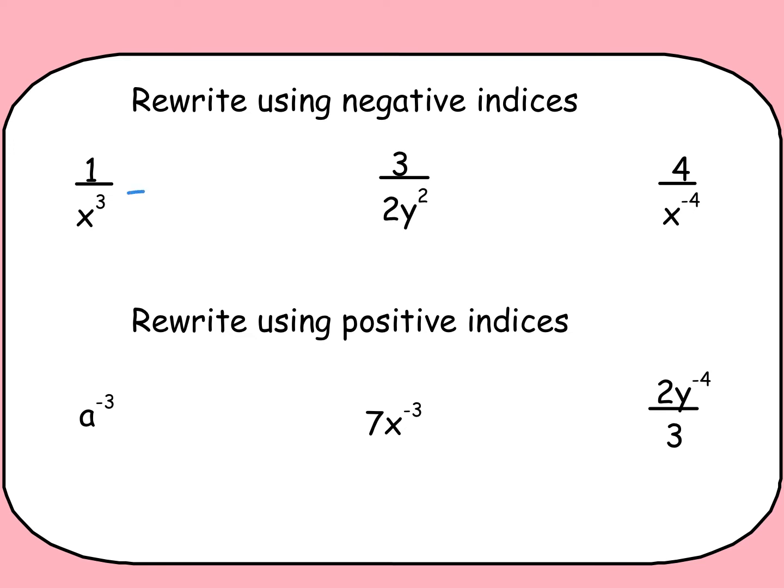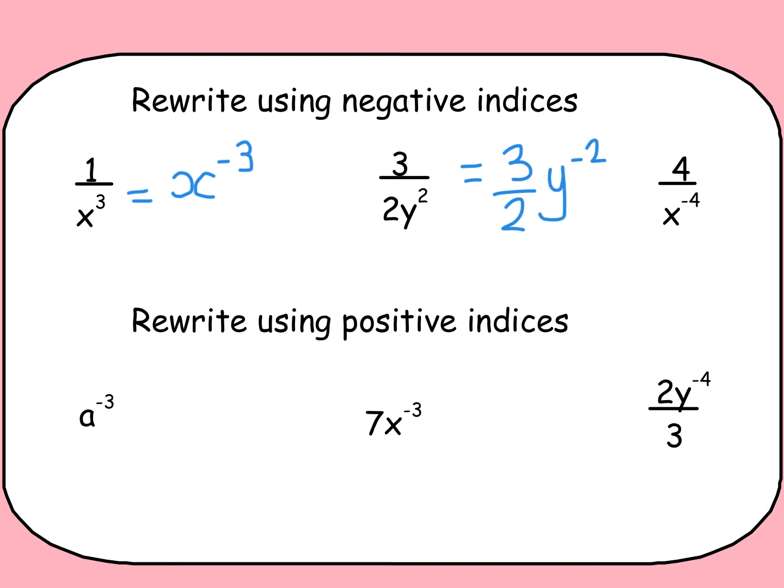So this can be written as x comes to the top. So it really becomes 1x, but remember we never write the number 1. So that becomes x to the power negative 3. It turns from positive to negative. On this one, it's only the y that's going to travel, so the 3 and the 2 stay where they are, and the y will come to the top and turn to negative 2.